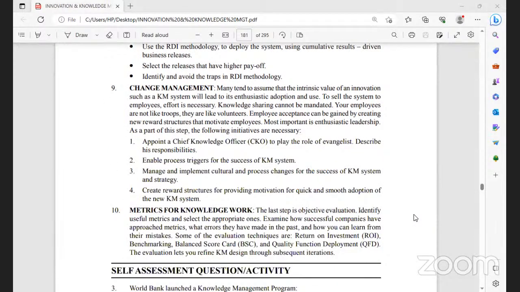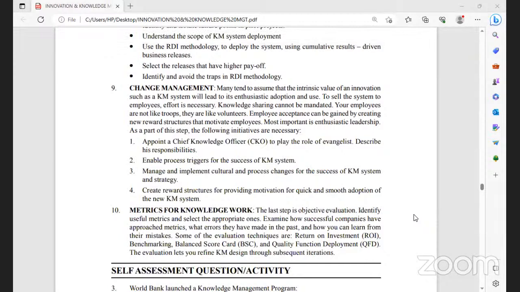Next one is change management. Many tend to assume that the intrinsic value of an innovation such as a knowledge management system will lead to its enthusiastic adoption and use. To sell the system to employees, effort is necessary. Knowledge sharing cannot be mandated. Your employees are not like troops, they are like volunteers. Employee acceptance can be gained by creating new reward structures that motivate employees. Most important is enthusiastic leadership.